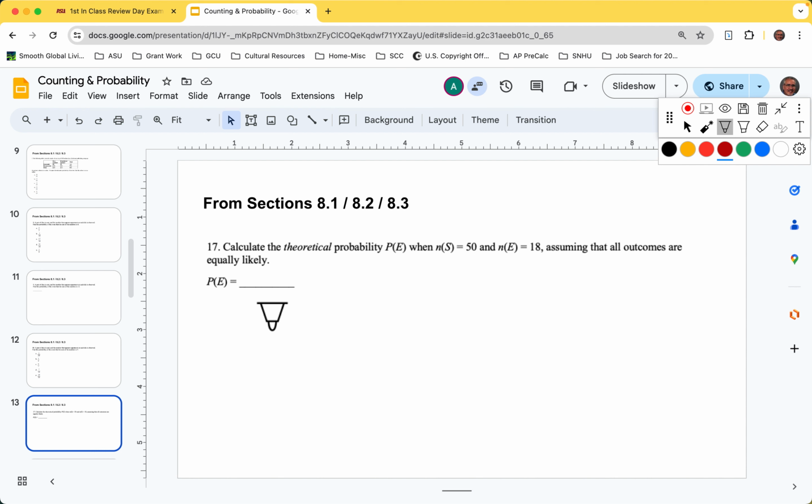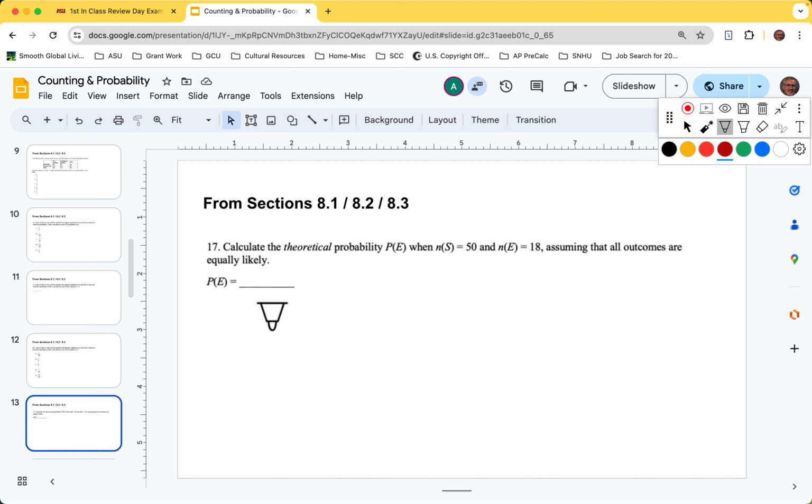Okay. So here's some probabilities. Calculate the theoretical probability, P of E, when N of S, remember, S is the sample space, is 50, and the number in the event is 18. Again, very simple calculation, but mainly I want you to see, when they ask it this way, what are they asking? What is probability? Good things over total things. So give it your best shot.